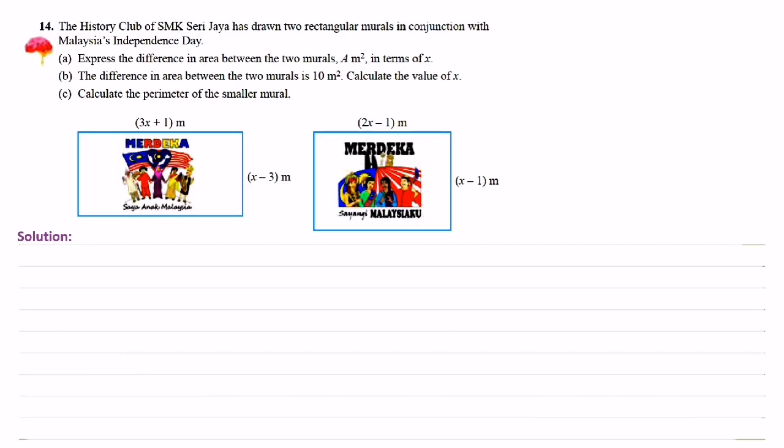Okay, so now we start with A equals 3s plus 1 multiply s minus 3 and minus the area of the second rectangle, 2s minus 1 times s minus 1.